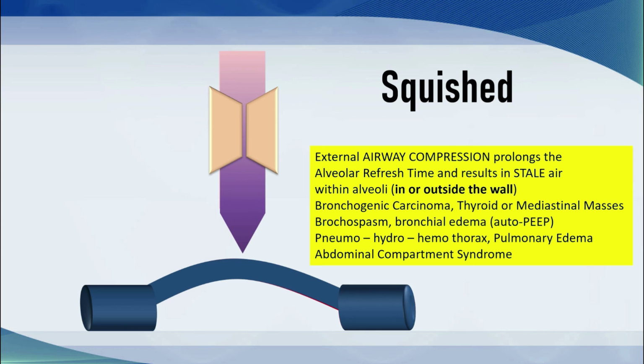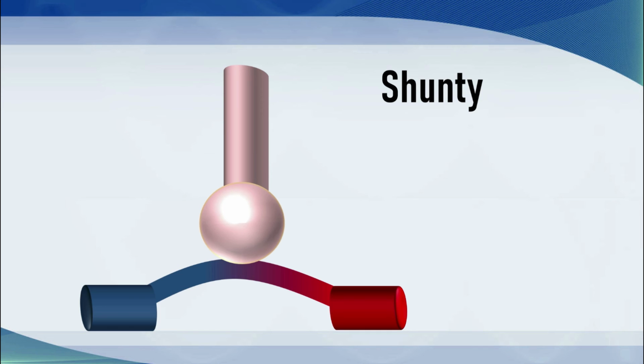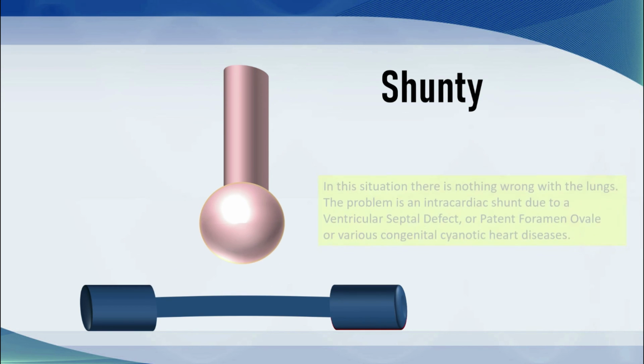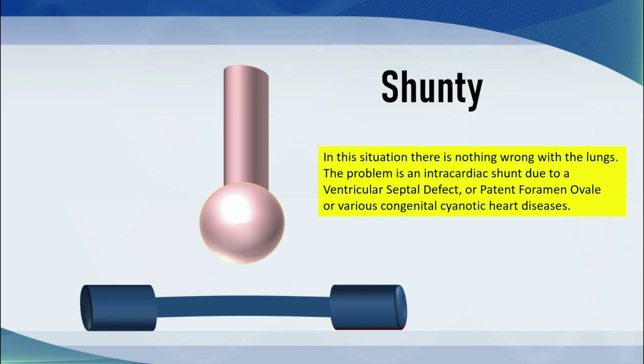So this is squished, and it doesn't necessarily mean that there's actually anything wrong with the lungs themselves. The lung parenchyma may be normal, the tracheobronchial tree may be normal, but there's something else causing compression of lung tissue, causing hypoxemia. And it's important to understand this because you don't want to be treating someone, for example, for pneumonia because their CRP is high and they're hypoxemic when they actually have a problem due to external compression of lung tissue. Finally, S also stands for Shunty, and in this situation, there is nothing wrong with the lungs.